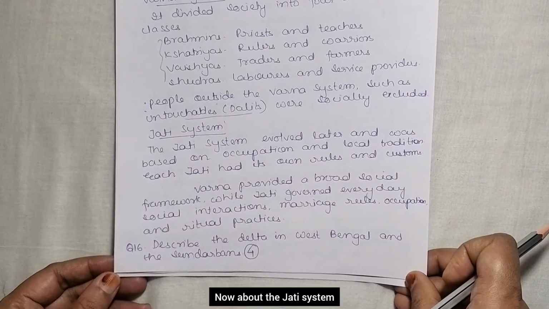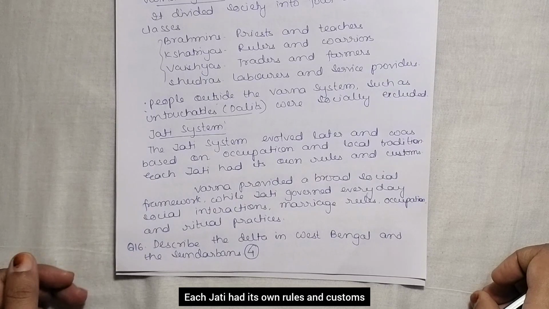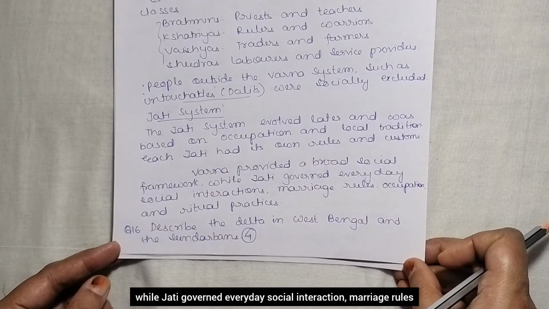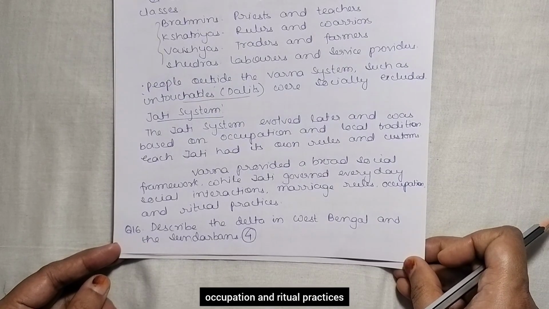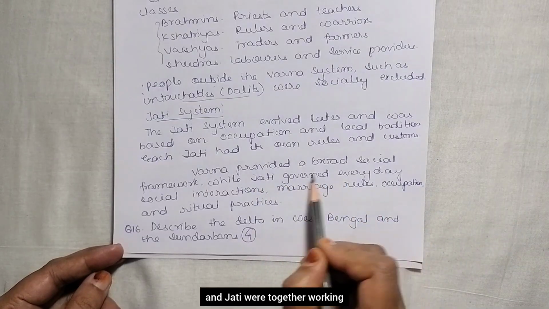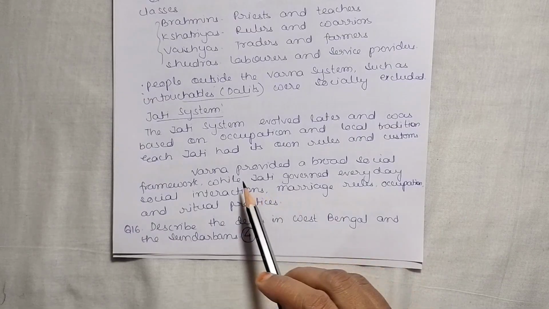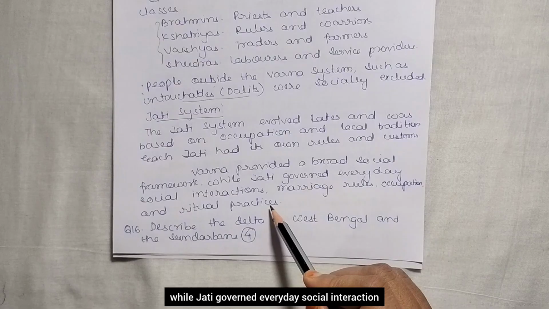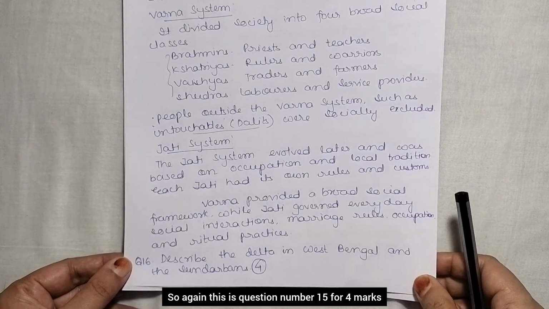Now about the Jati system. The Jati system evolved later and was based on occupation and local tradition. Each Jati had its own rules and customs. Varna provided a broad social framework while Jati governed everyday social interaction, marriage rules, occupation and ritual practices. So how Varna and Jati worked together in organizing society has been explained here. Varna provides a broad social framework while Jati governs everyday social interaction, right? So this is question number 15 for 4 marks.